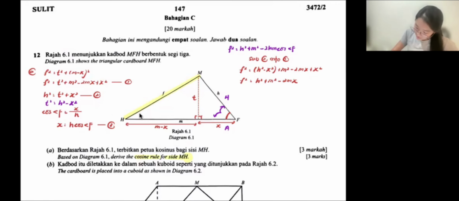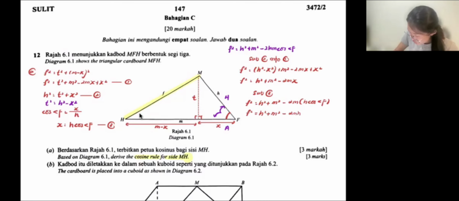Then substitute number 3. So X will become H times cos F. See what you get here. F squared, H squared, M squared minus 2mh cos F. Done. Derived. This one's slightly longer.